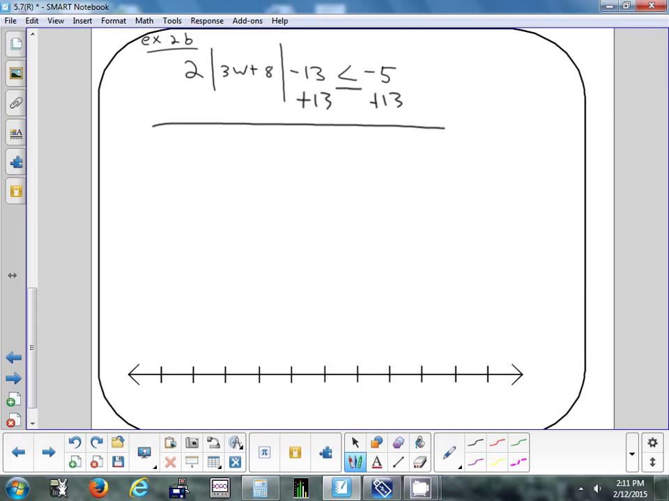I saw some people tried to start splitting it up right away. But like Mr. Hager said, there are people around, they're watching. You've got somebody on each side of you. You can't split it up until you get rid of all those other numbers on the outside. What's negative 13 plus 13? Cancels out.